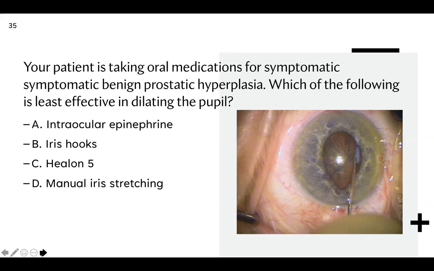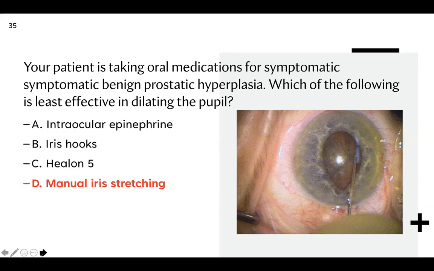We have 10 seconds on the clock. And the time is up. Poll is locked. The correct answer would be manual iris stretching. And most of the audience has marked intraocular epinephrine.